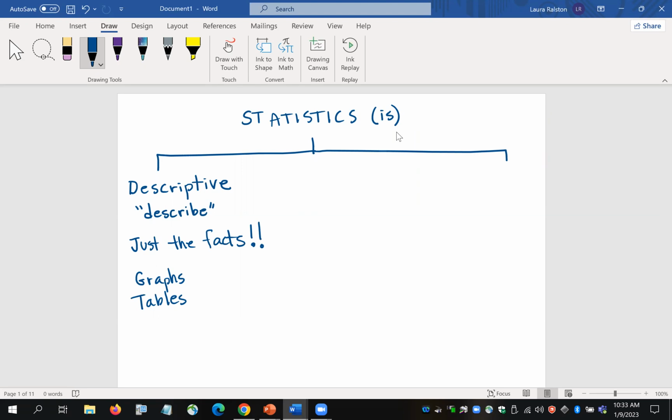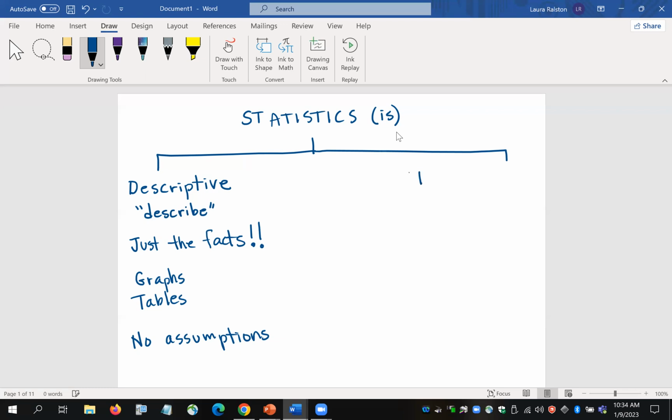And the facts can be anything from how many are enrolled in the class, how many are present, how many are female, how many are males, how many are health profession majors, how many are psychology majors. So you have a variety of facts that you can describe. But one of the deals with descriptive statistics, we are making no assumptions. You are stating just facts.